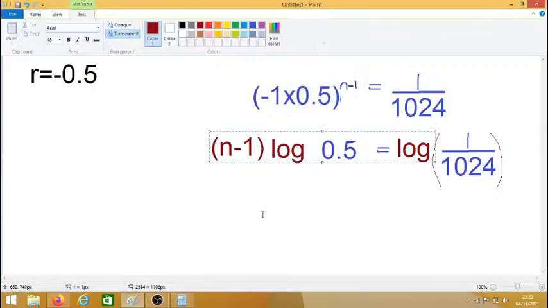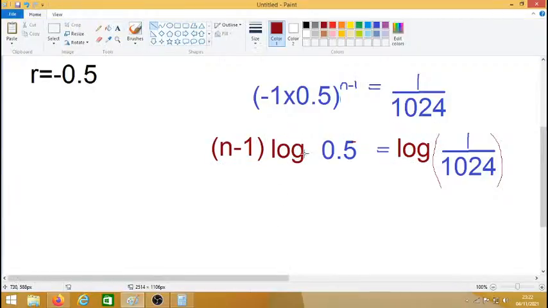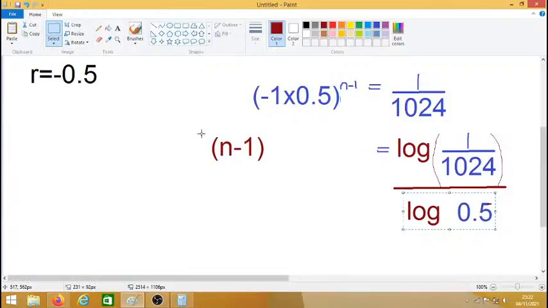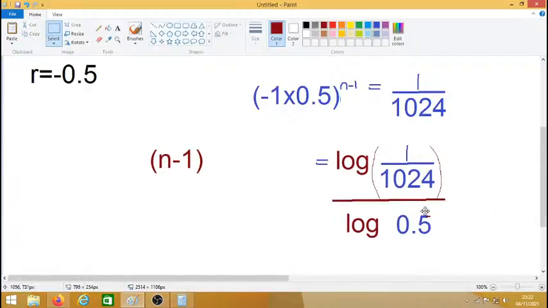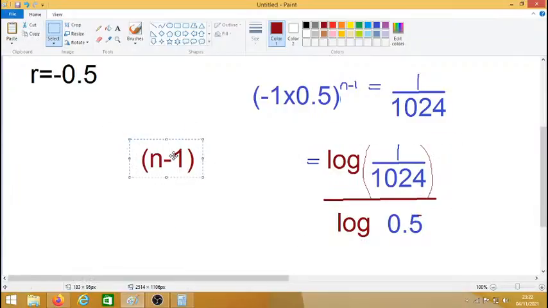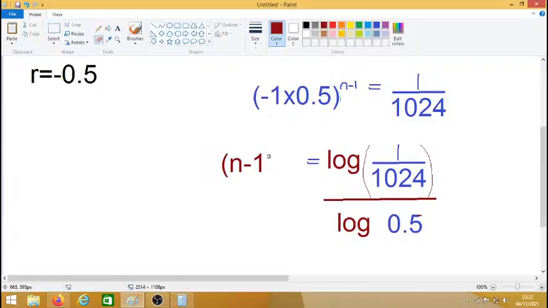And then think about how do I get n on its own? Well, I've got log 0.5, which I'm going to bring over to this side. So that's going to be a divide by log 0.5. And then the brackets I can drop. There's nothing outside of them. The minus 1 can go to the other side as a plus 1. That'll leave me with just n, as long as I take that minus 1 across, and it will turn into a plus 1. And now I've just got to type that all into the calculator.